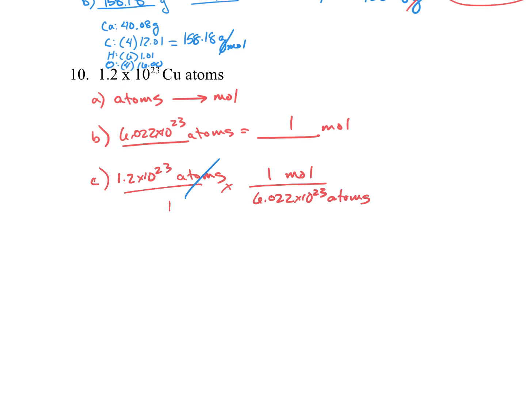In this way, the atoms will cancel, and so you are left with 1.2 times 10 to the 23rd divided by 6.022 times 10 to the 23rd, which is a number of moles. So 0.19926. This number only has 2 significant figures in the problem, so you have to round based on the second significant figure. So your final answer should be 0.20 moles.